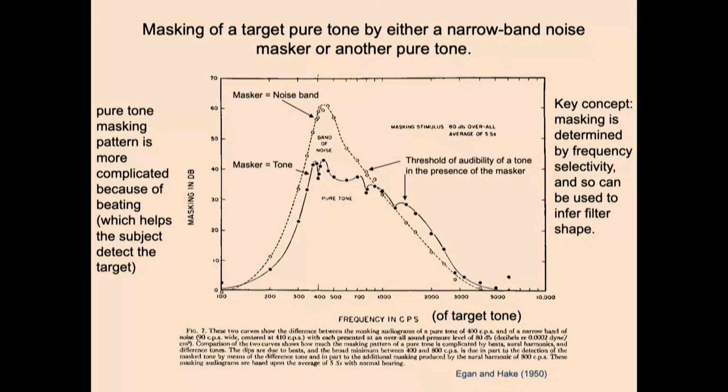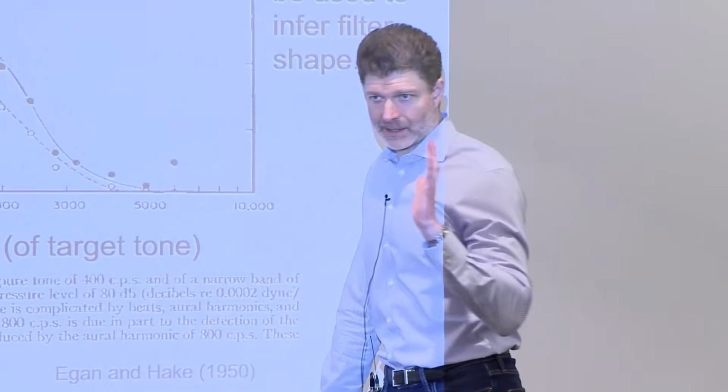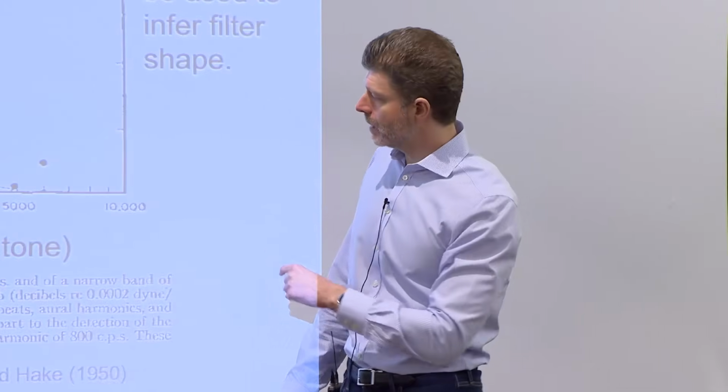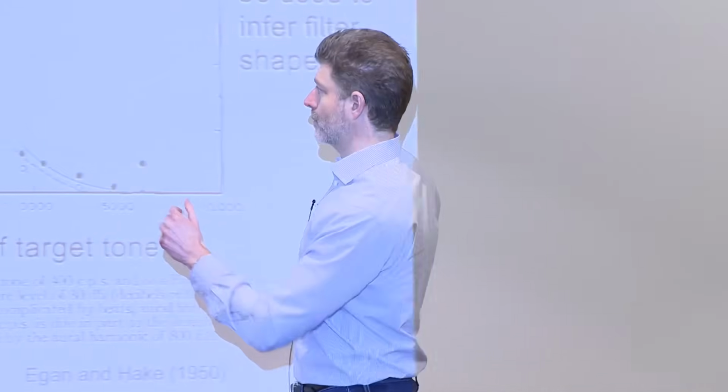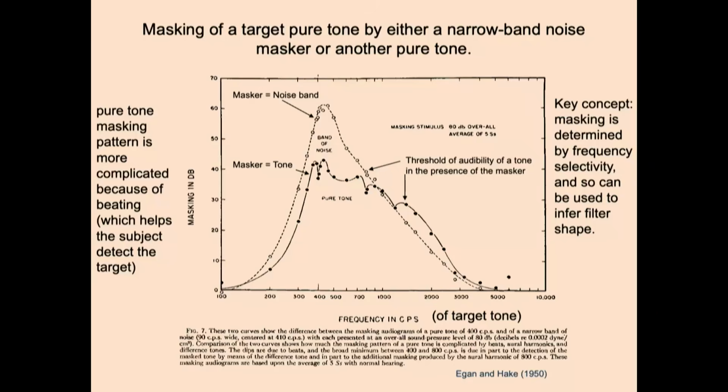And it turns out that masking is very closely related to frequency selectivity. So this is a graph, an old graph, that shows the masking of a target pure tone, so it's a little beep that you're supposed to detect, by either a narrowband noise masker or another pure tone. Okay. And so what the graph is plotting is the amount of masking, and I'll tell you in a second what that means, as a function of the frequency of the target tone. Okay? And there is a masker that is present at this particular frequency. Okay? It can either be a noise band or a tone.